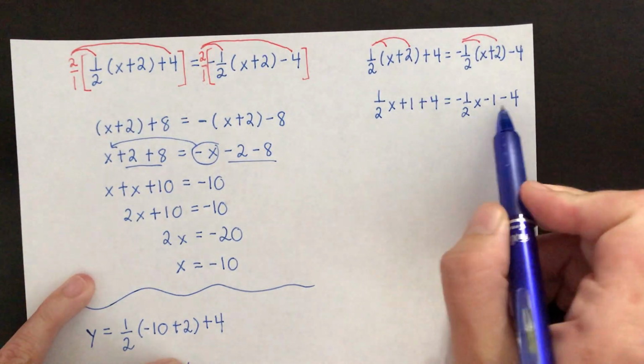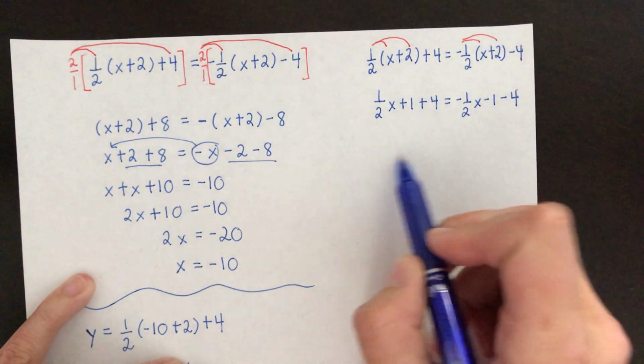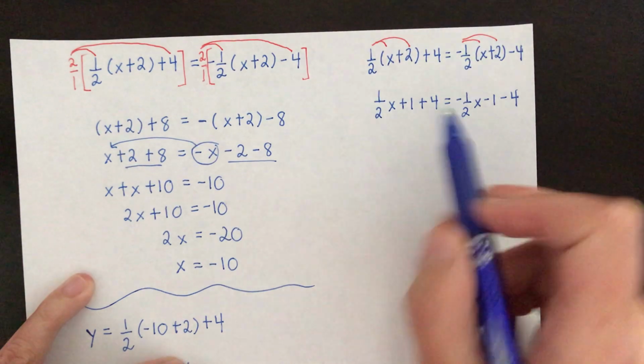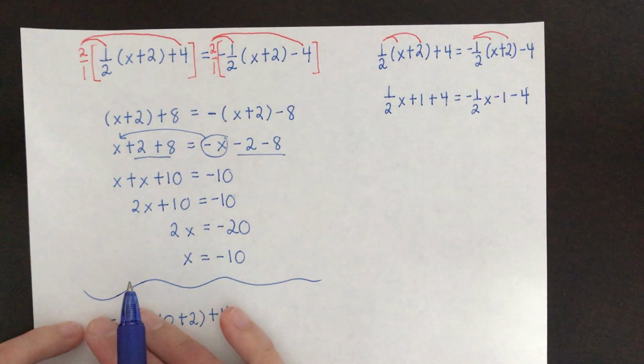And you could even combine like terms here if you wanted to first, and then multiply both sides by 2 to clear out the fraction. If you have questions about that, then see me.